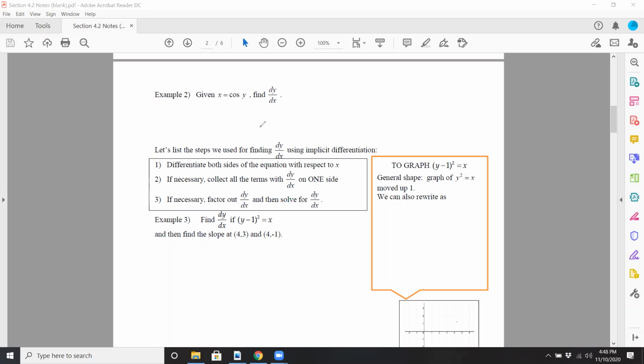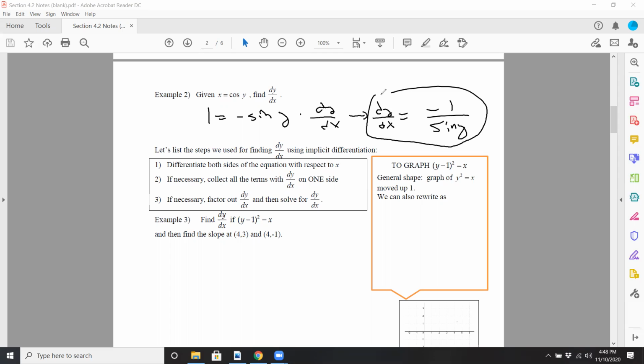Instead, we'll just do implicit differentiation. So we'll take derivative both sides with respect to x. So that's going to be 1, and that's going to be negative sine y. But then you got to take the derivative of y, which of course is dy dx. And dy dx, if you isolate it, is just negative 1 over sine y. And that's going to be your derivative. Sometimes your derivative could be in terms of y, not in terms of x. That's totally possible. So here are the steps. Take derivative both sides with respect to x. If necessary, collect all the dy dx on one side like we did in the previous example, and then factor it out at the end.